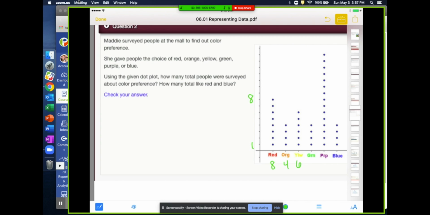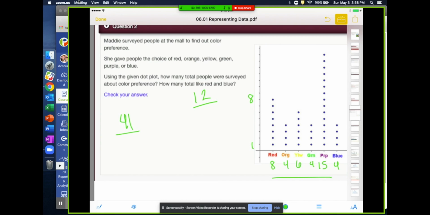Red goes up to 8, orange goes up to 4, yellow is up to 6, green is also 4, purple, if I count that all the way up, it looks like it's going to be 15, and then blue goes up to 4 as well. So if I add all those up together, I'm going to have a total of 41 people who were surveyed because I have 41 answers. And then it asks me how many total like red and blue. So I'm just going to take red plus blue because it's and. I want both of them. 8 plus 4 is going to get me an answer of 12 for that one, of how many total like red and blue.